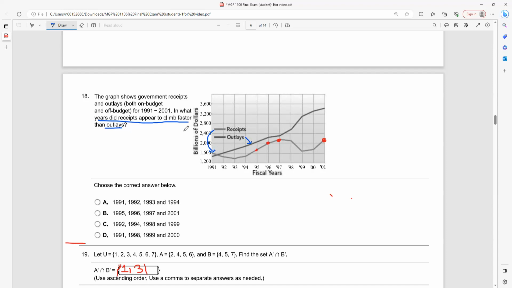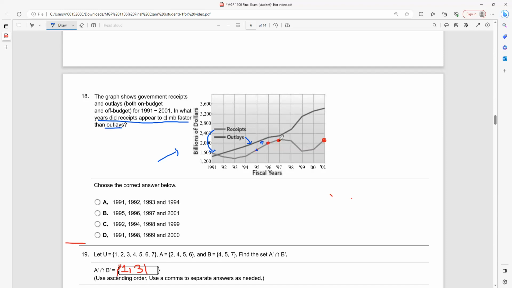So we want to know, when does our receipts line, the lighter line, appear to have a sharper increase, a higher climb, which means it's steeper than the darker line? So when is this lighter line having a higher line? So we've already put these points in here. At this point, from 95 to 96, we see this line appears to be steeper, which indicates a higher or a faster climb than the line that's above it.